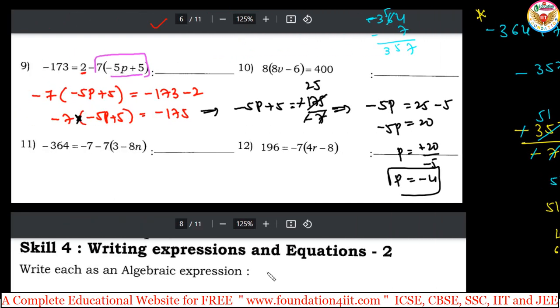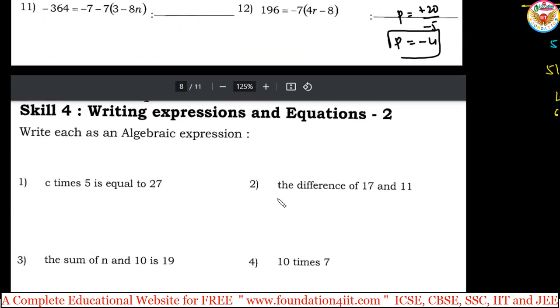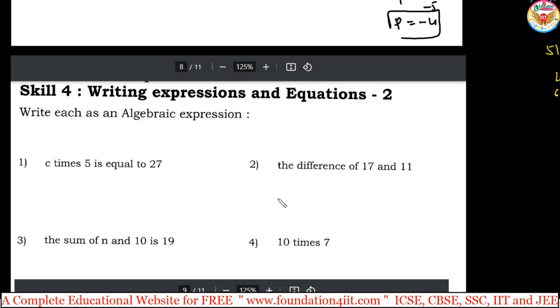Okay, next let us go for expressions to equations. This is important; only based on this can you do the word problems. A few sums I'll show you, a few word problems, and the remaining you can continue. So writing an expression as an equation, this skill is important. C times is multiplication, C times 5, so 5C or C5 is equal to the symbol 27.